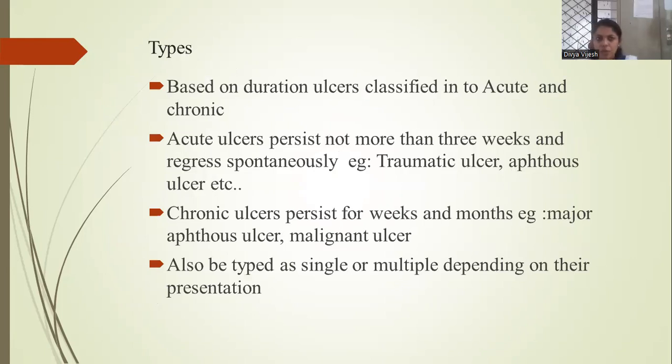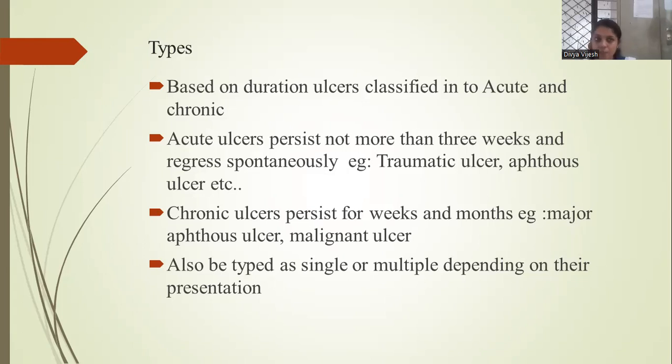So first of all, in any case, we have to take the detailed case history of the patient, detailed clinical history of the patient. Okay, so based on the duration, ulcers can be classified into acute and chronic. What do you mean by acute ulcers? It has been in the oral cavity for around 2 or 3 weeks or something like that. But when coming to chronic ulcers, it may be for a period of 1 month or maybe many weeks. Okay. So that is the difference between acute and chronic ulcers.